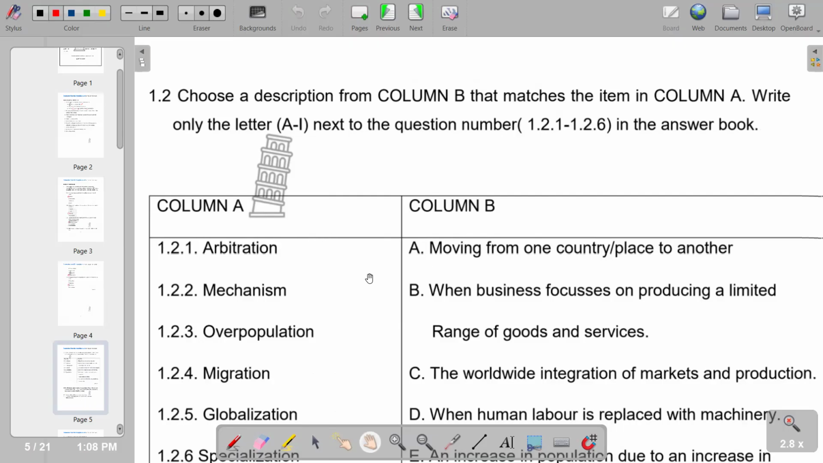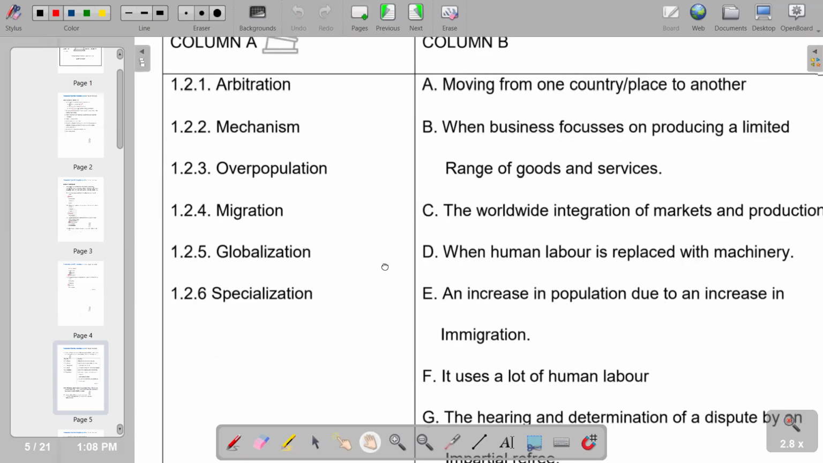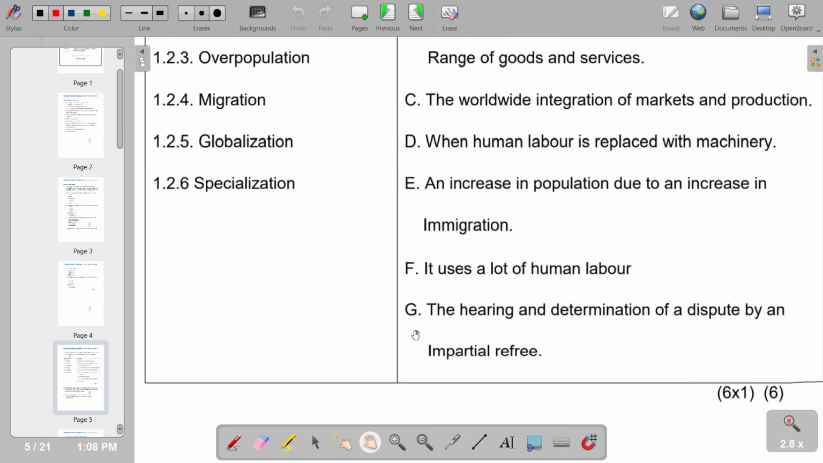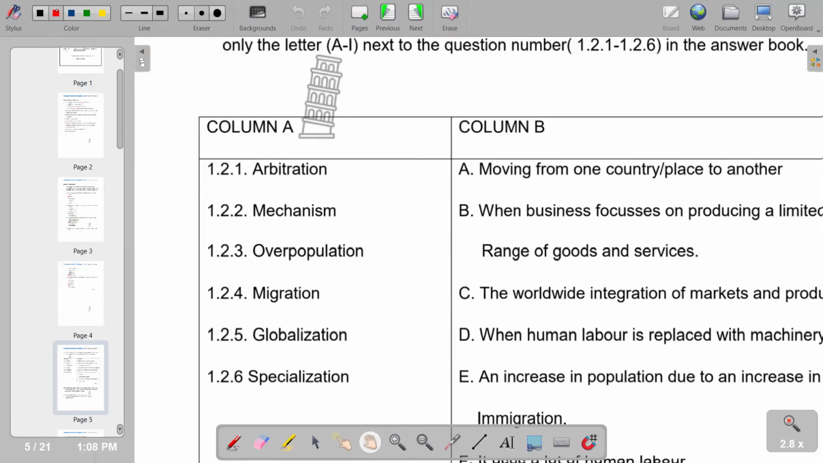So within that context, we check which description matches that in terms of arbitration. So we have G, which is saying the hearing and determination of a dispute by an impartial referee. So the impartial referee is the third party that is not taking sides. So we have G as our answer on 1.2.1.